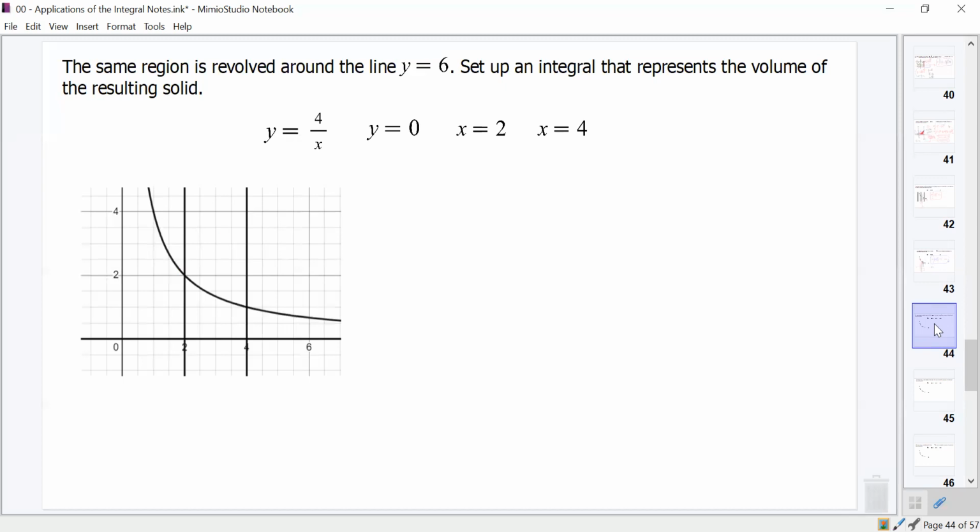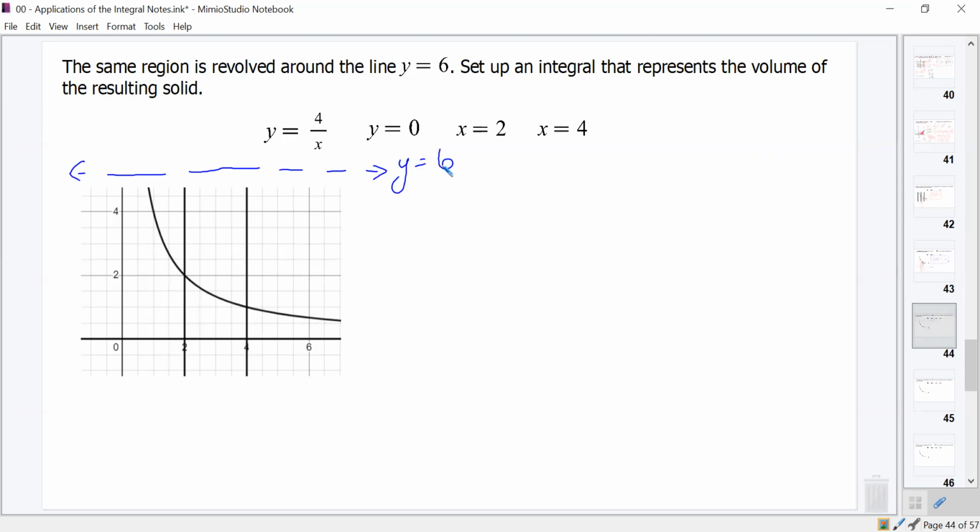So here we're looking at the exact same region, but now we're going to revolve around a horizontal line y equals 6 that's way above the region. So as we do this, again, we should be able to see very clearly that this is just going to be washer cross sections again. We could sketch what the solid looks like if we want to, but having done so many of these now, we should be able to figure out what it is without sketching that actual solid.